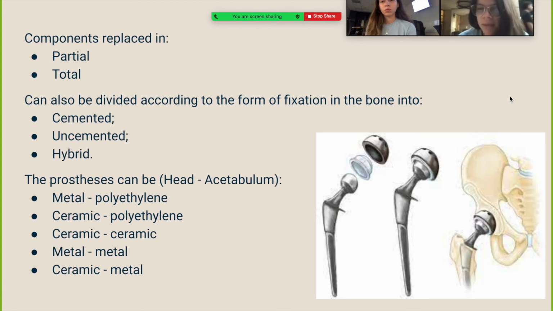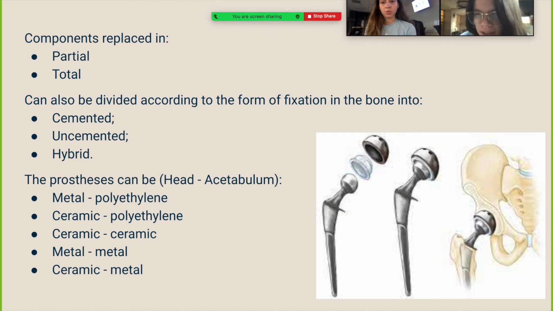The components that can be replaced are either partial or total. The partial replacement usually only consists of the femoral component being replaced. However, the total replacement is the femoral and the acetabular component being replaced. This can be divided into different forms of fixation to the bone.